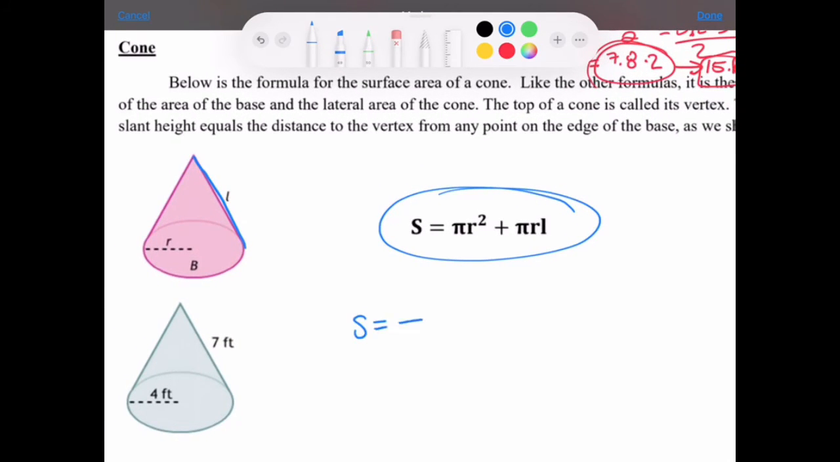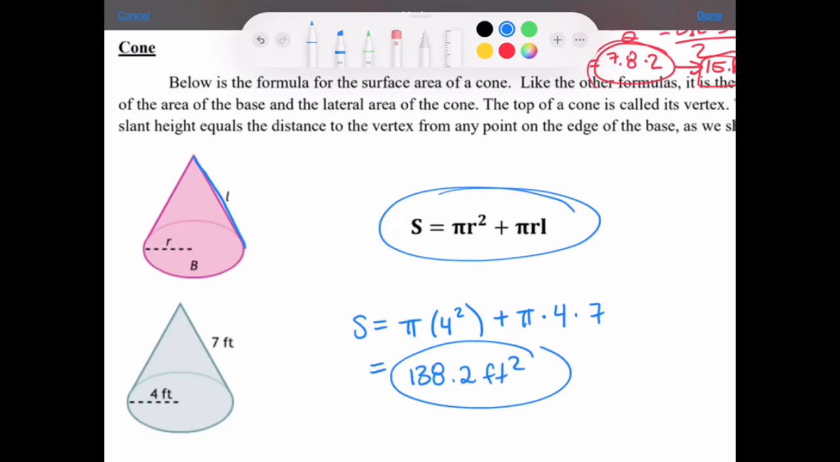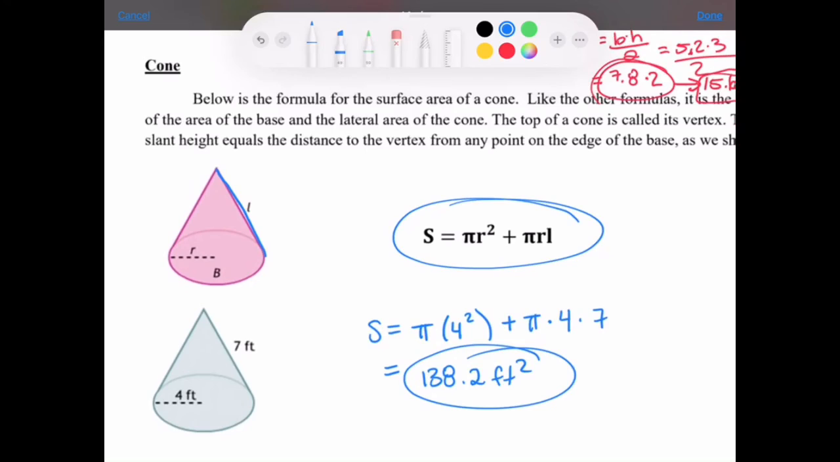Surface area equals pi times the radius squared, so 4 squared, plus pi times the radius, so 4, times the slant height, which is 7, which is easy. Okay, as long as you know these formulas, these ones are good because you have to plug it in. You don't really have to solve for anything in the process. Okay, so put that on our calculator again, 138.2 feet squared. And that's it for a cone, straightforward.